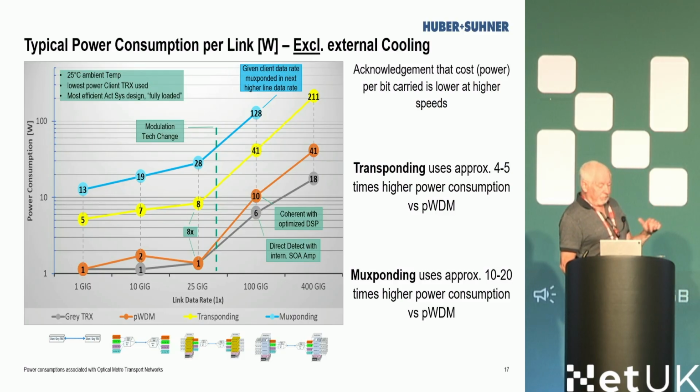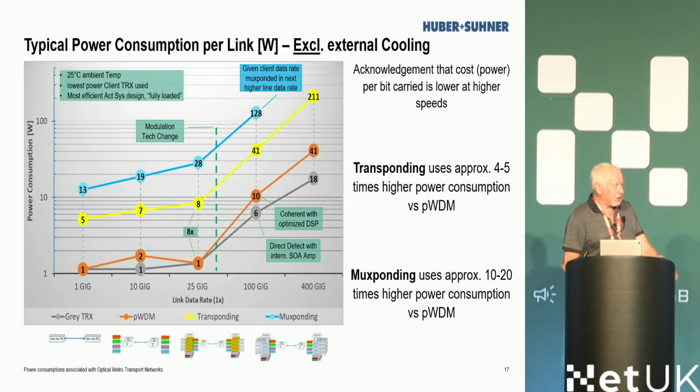The yellow line is the transponding. So this is the power used when you're using transponding in your network architecture. And as you can see, you use about 7 watts for a 10 gig, goes all the way up to 211 watts for a 400 gig. And the blue line is the muxponding, which uses even more power because it needs more processing, therefore it uses more power.